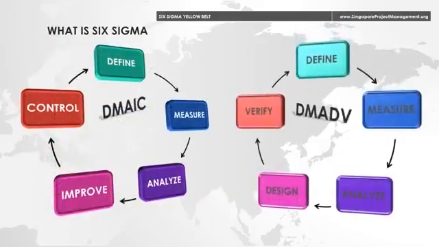Six Sigma projects usually follow 2 main methods, the DMAIC and the DMADV. They each have 5 phases and some similar processes. DMAIC is used primarily for improving existing business processes, while DMADV is used for creating new products and process designs.